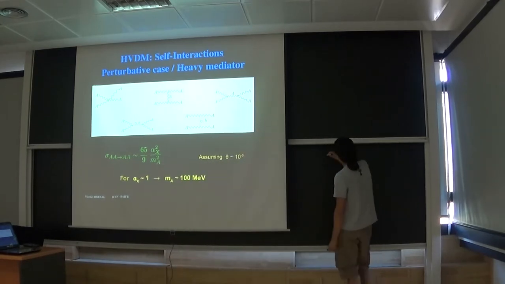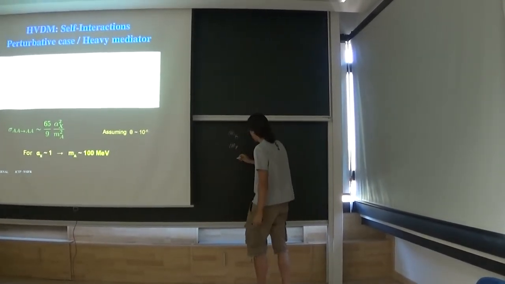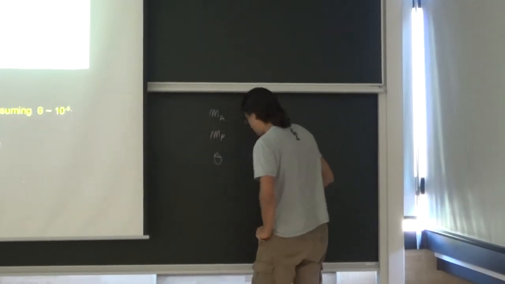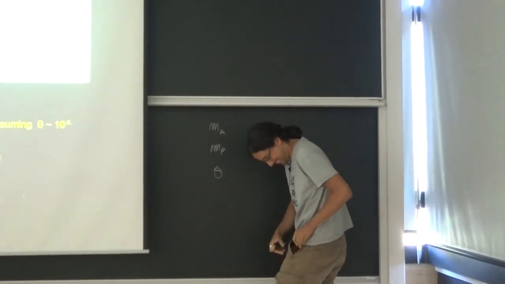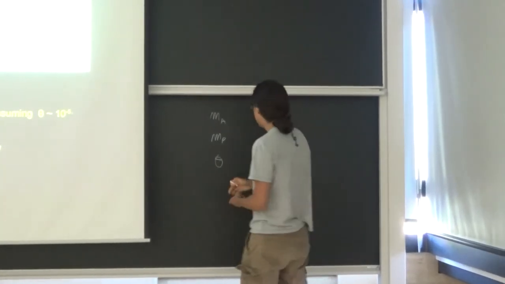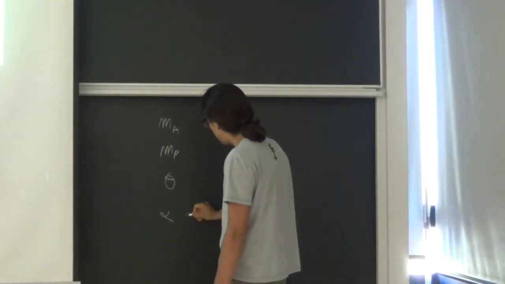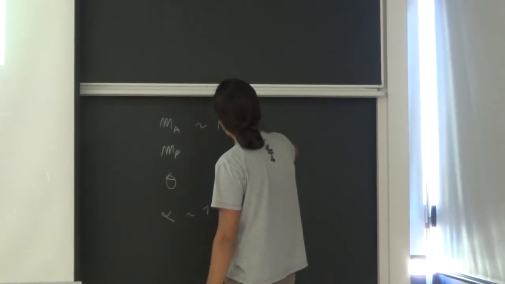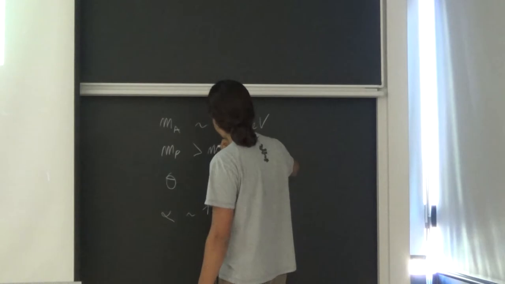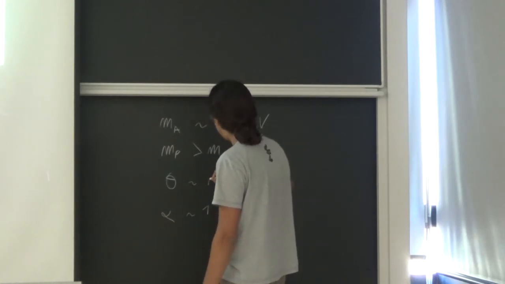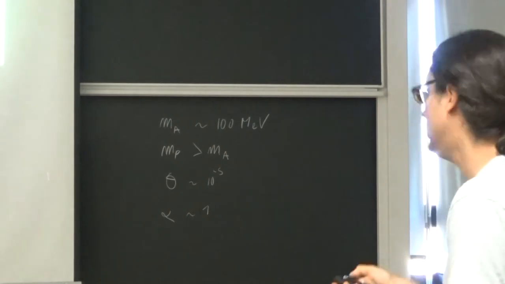So what we have is basically four free parameters: the mass of the dark matter, MA, the mass of the mediator, theta, and alpha. Alpha is basically the gauge coupling. So this has to be order one. This has to be, say, hundreds or dozens of MeVs. We want to assume this to be heavier than MA. And this has to be small, say 10 to the minus 5. And this is just because we want to have this self-interaction. So till here, we have no choice whatsoever.